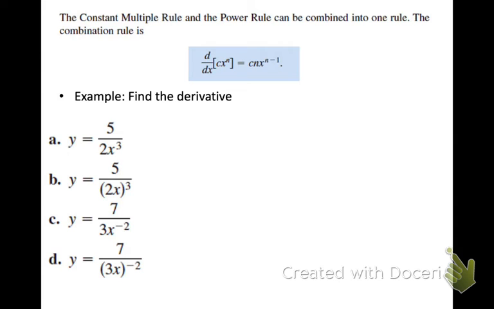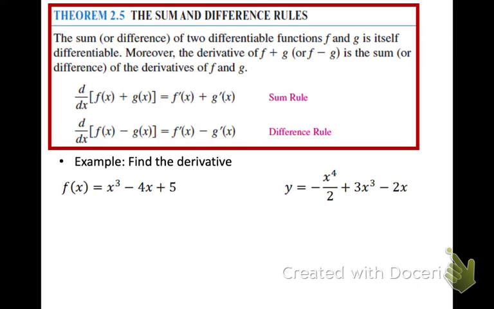The constant multiplier rule and the power rule can be combined like this, and this is what I wrote on the last slide, was it not? So here are more examples. Just a second, I want to see something.